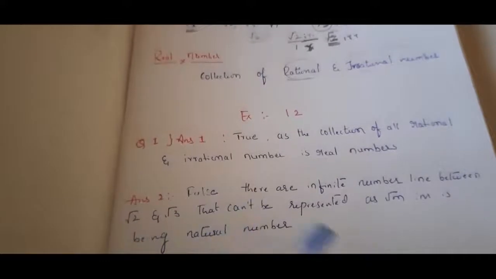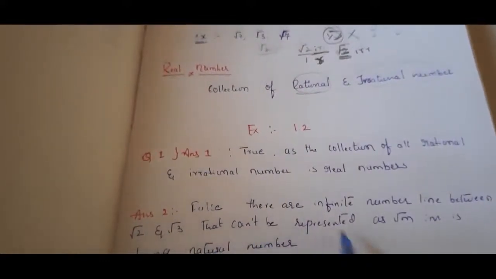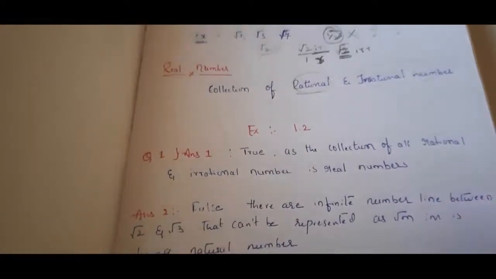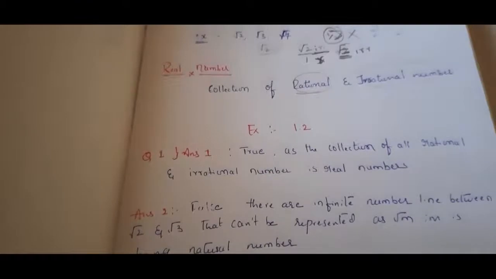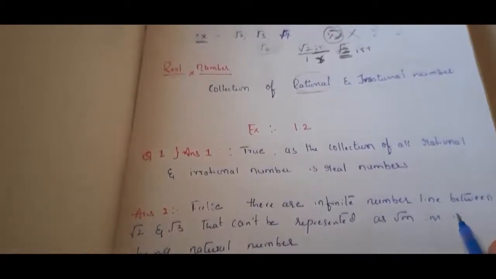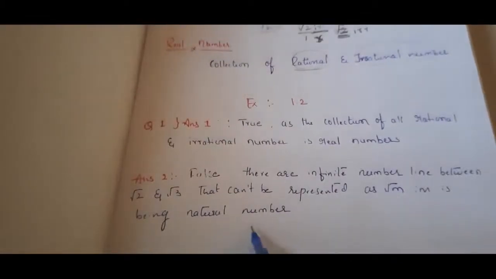There are infinitely many numbers between root 2 and root 3, any number you take. They cannot be represented as root m. See, between root 2 and root 3, we also have decimal numbers. So they cannot always be represented as root m. Root m means any general root: root 2, root 4, root 5, root 6, root 7. We cannot always represent them in the form of a root, where m is a natural number. The answer is false.